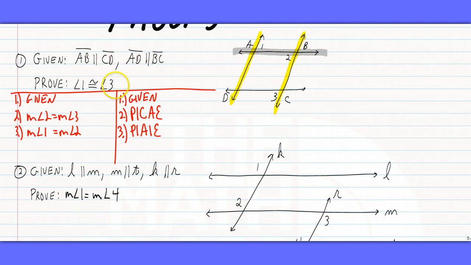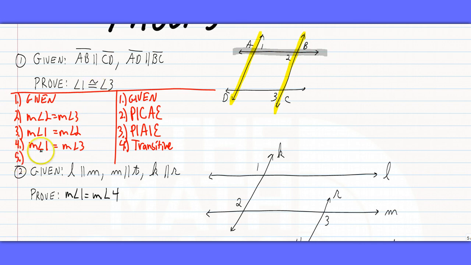Now I want to go down and look at my proof statement. I want to get angle 1 congruent to angle 3. Connecting these two statements together, 1 equals 2, 2 equals 3, then I can say that measure of angle 1 equals the measure of angle 3, and that is by the transitive property. This is almost identical to what I'm trying to prove. The only difference is I have equal, but I need congruent.